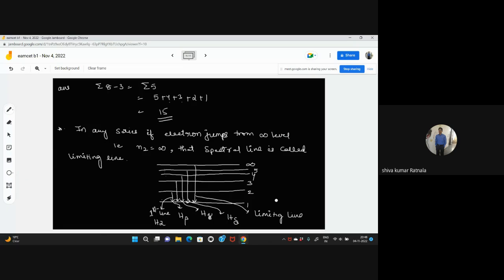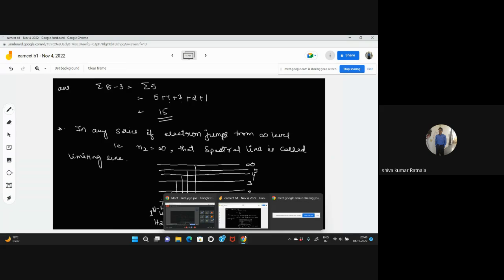Okay, so based on this, problems will be continued tomorrow. We will discuss the problems on this topic tomorrow, and we can go for Bohr's theory and its formulas, etc. We can derive, right?